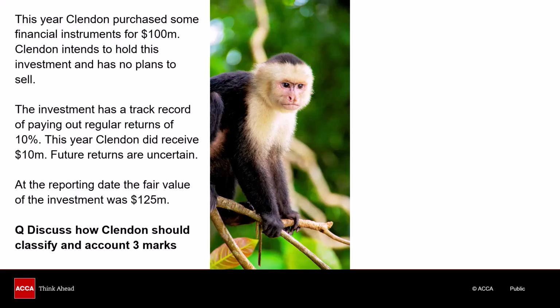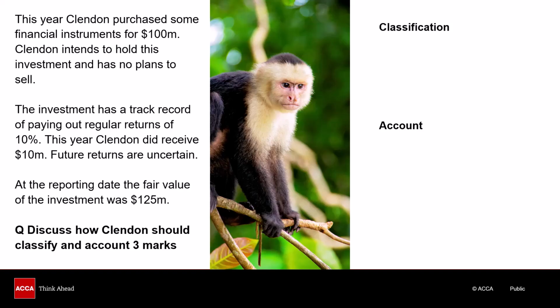Based on this information, we are going to have to discuss. So there may be more than one answer. We're evaluating, we're discussing, we're not just narrowly explaining, we're trying to broaden it slightly. Discuss how Clendon should classify and account. So there's an element of classification and there's an element of accounting. So I think about my answer plan.